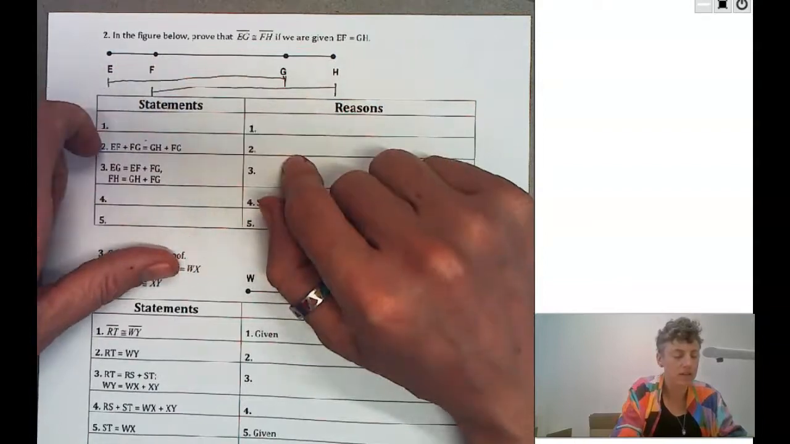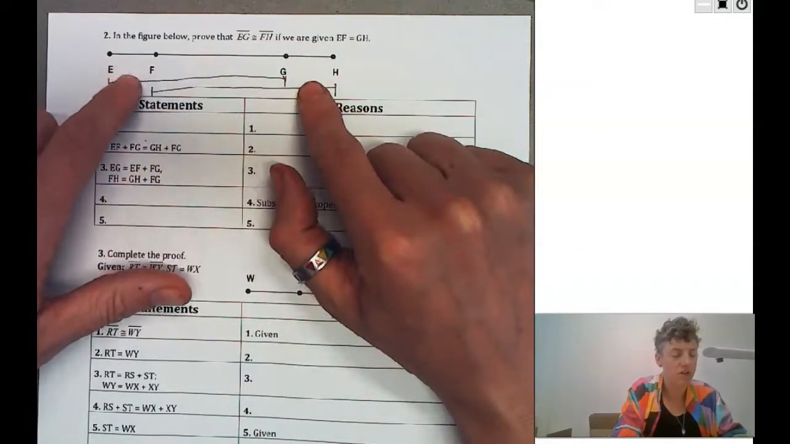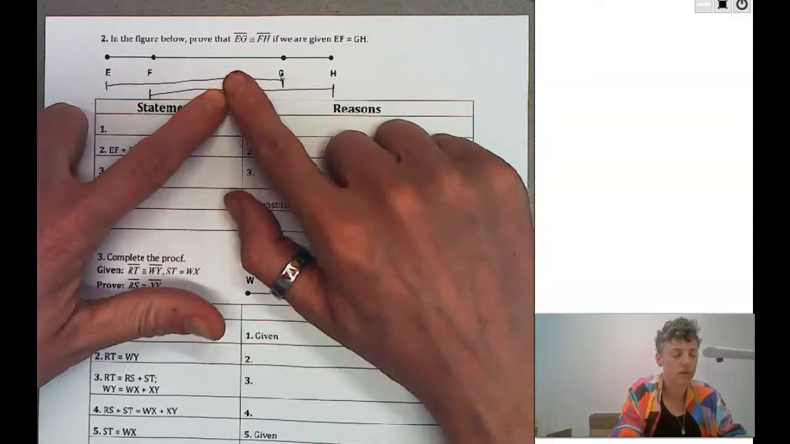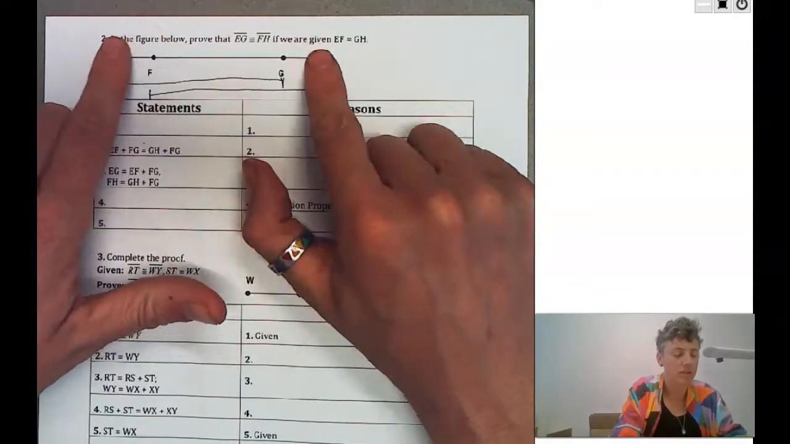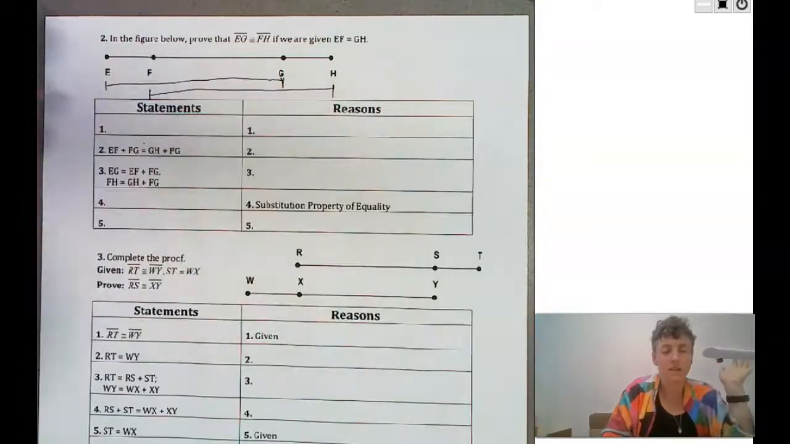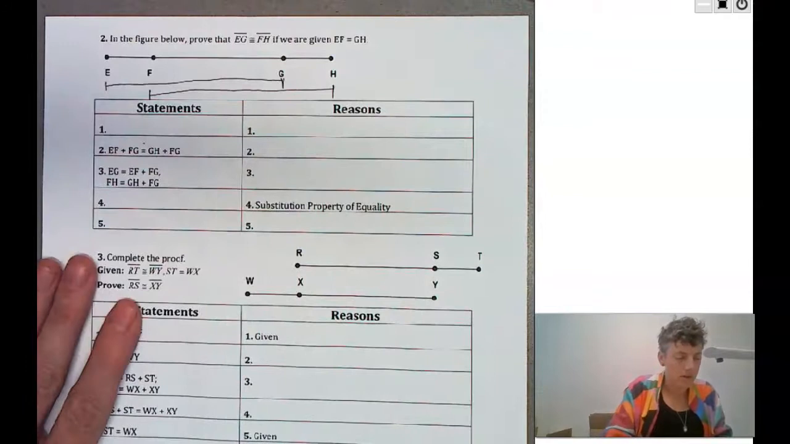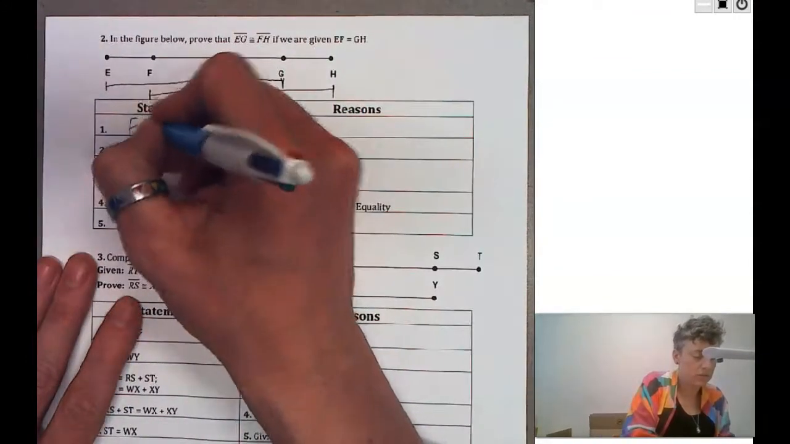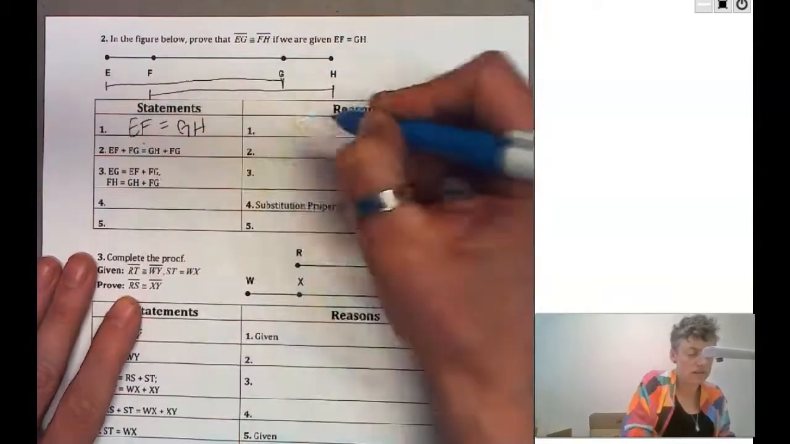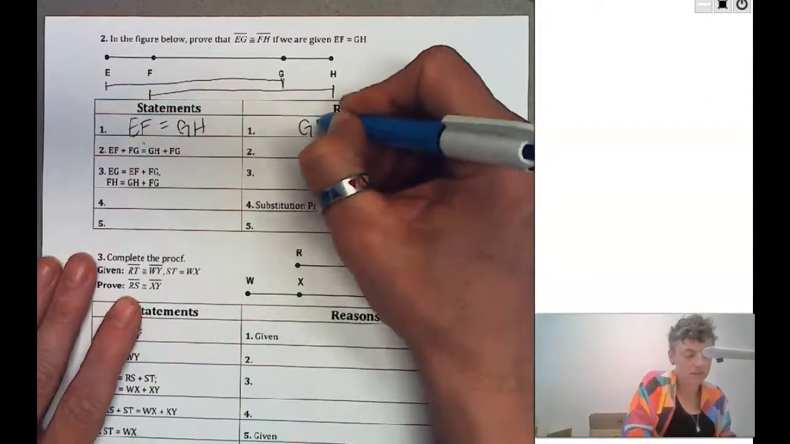They've got equal ends here. They share something that's equal. So we add these equal ends to something that's shared. Equal plus equal means something that's equal. That's going to be our general idea here. So we are given that EF equals GH. That is given.